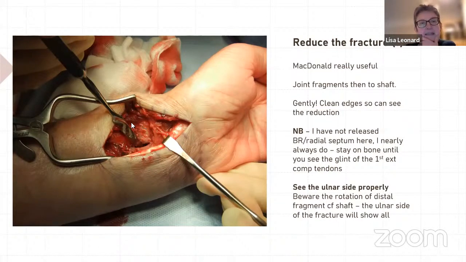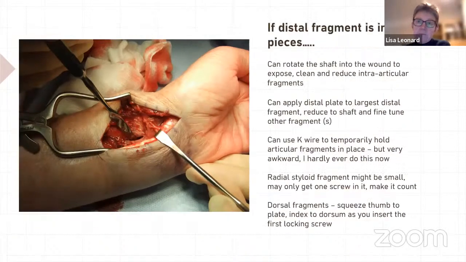In this particular case, I haven't released the brachioradialis and the radial septum, but I nearly always do that. So get onto the bone, peel off on the bone, and all of a sudden you'll just see a little glint when the extensor compartment is opened, and that's how you know where you are to get the rest of brachioradialis off. Do see the ulnar side of the distal radius proximally and distally, and watch out for the rotation that's very characteristic between the shaft and the distal fragment, which you need to correct before you put the plate on.